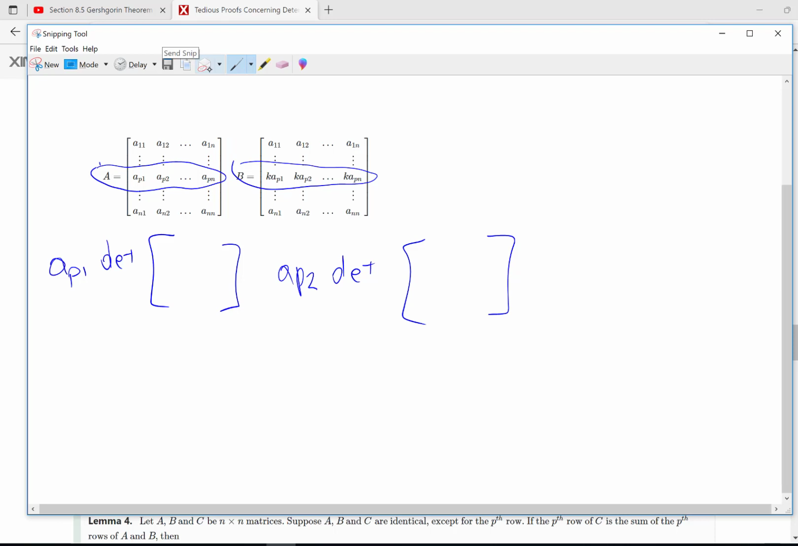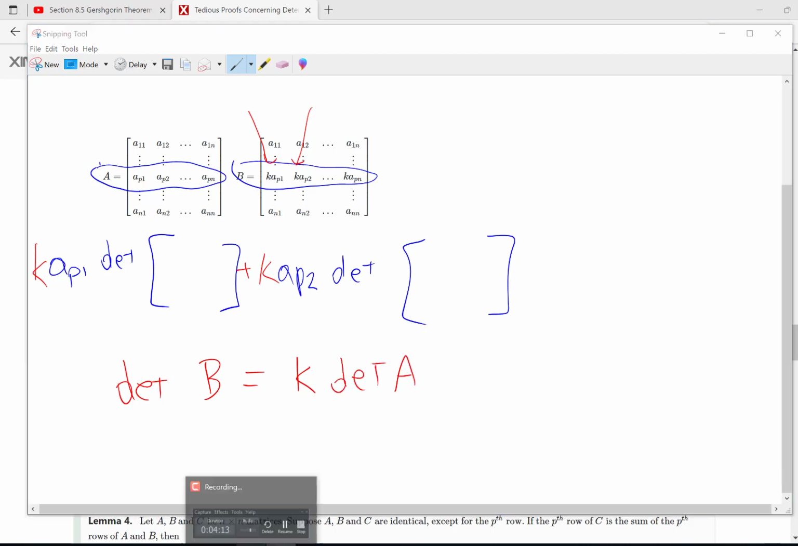The only difference here is that in matrix B, because you have k's everywhere, it's KAP1 times the determinant and KAP2 times the determinant, right? So you can see very quickly, I think, that the determinant of B will be K times each of these things. And so if you factor out the K, it ends up being K times the determinant of A.